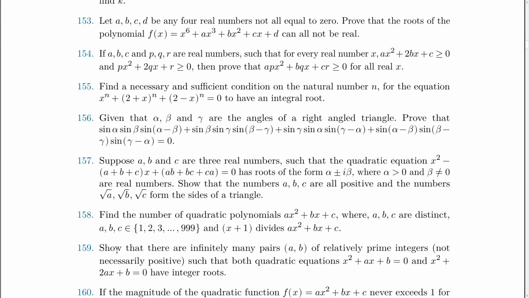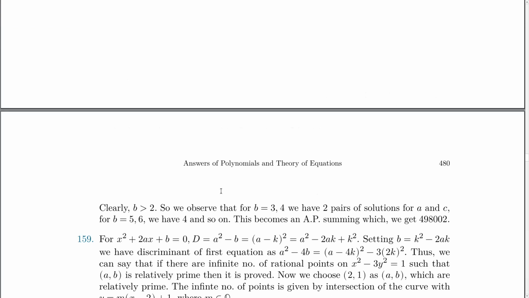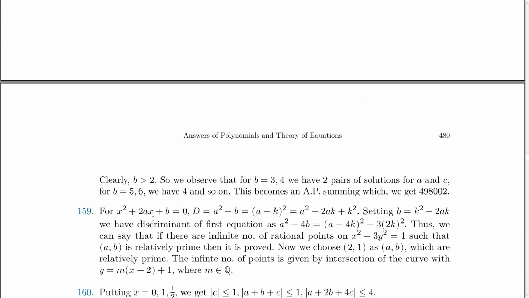Question 159 says that show that there are infinitely many pairs a, b of relatively prime integers, not necessarily positive, such that both quadratic equations x square plus x plus b is equal to 0 and x square plus 2x plus b is equal to 0 have integer roots. So we are given two equations, x square plus 2ax plus b is equal to 0. That means discriminant is equal to a square minus b.